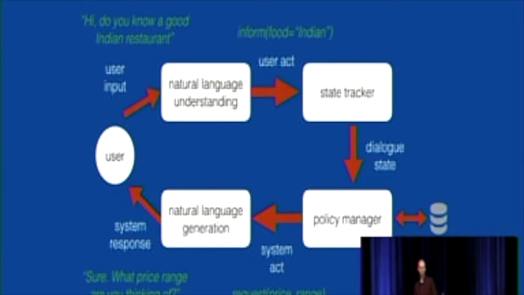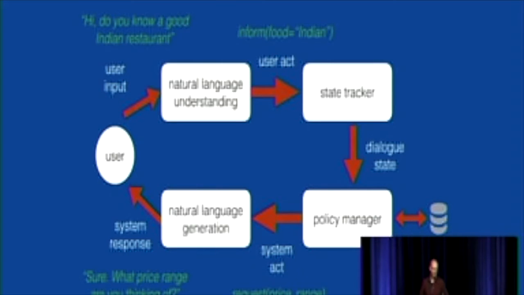This then goes into a state tracker, which keeps track of everything that has been said since the start of the dialogue. And this goes into a policy manager, which creates a response to the dialogue state. For example, request the price range. This then goes into a natural language generation unit, which generates the response in natural language. For example, "Sure, what price range are you thinking of?"